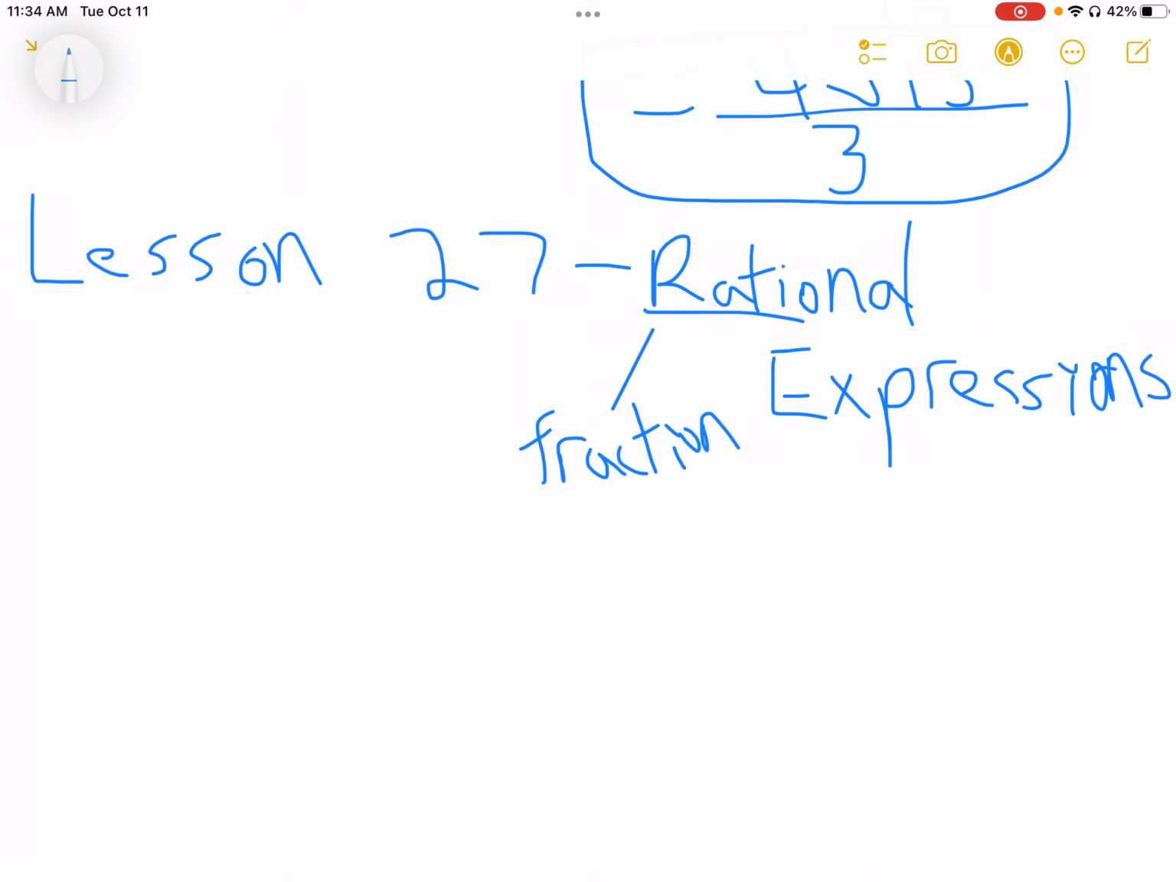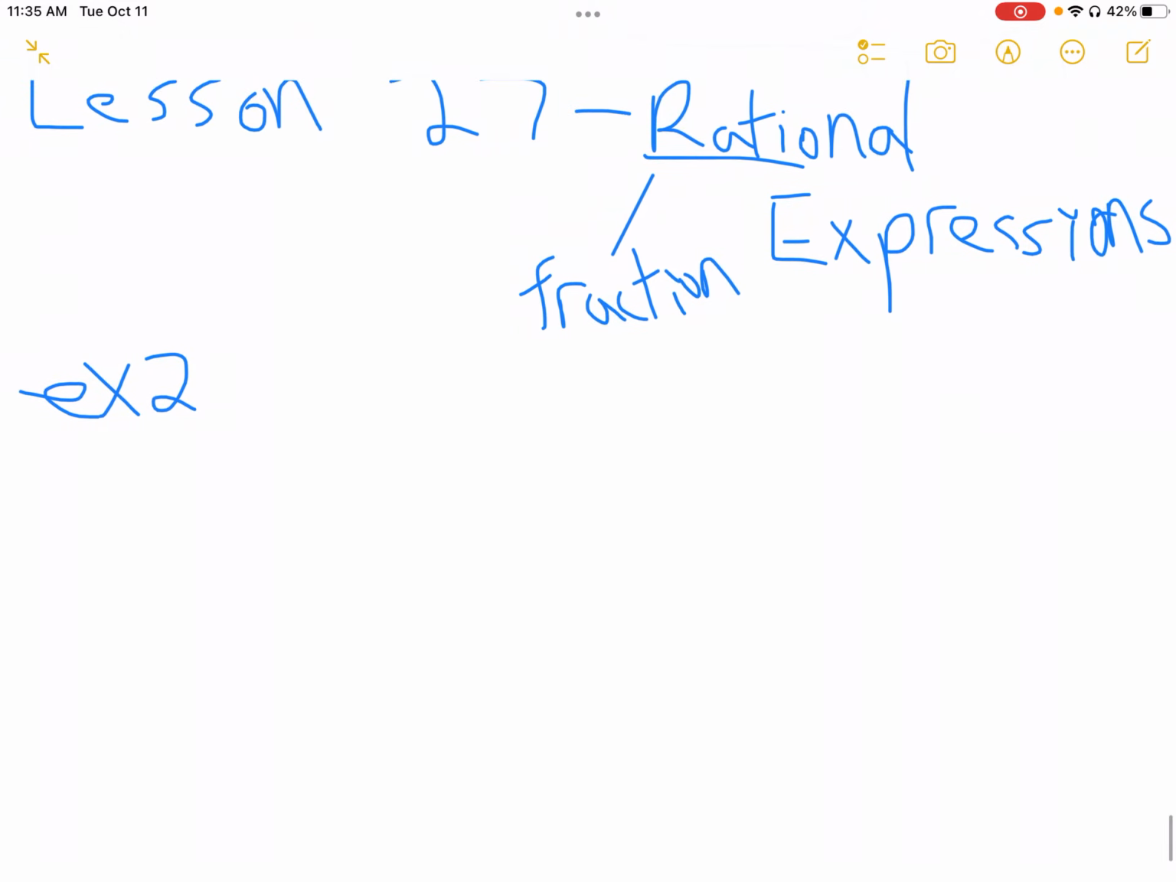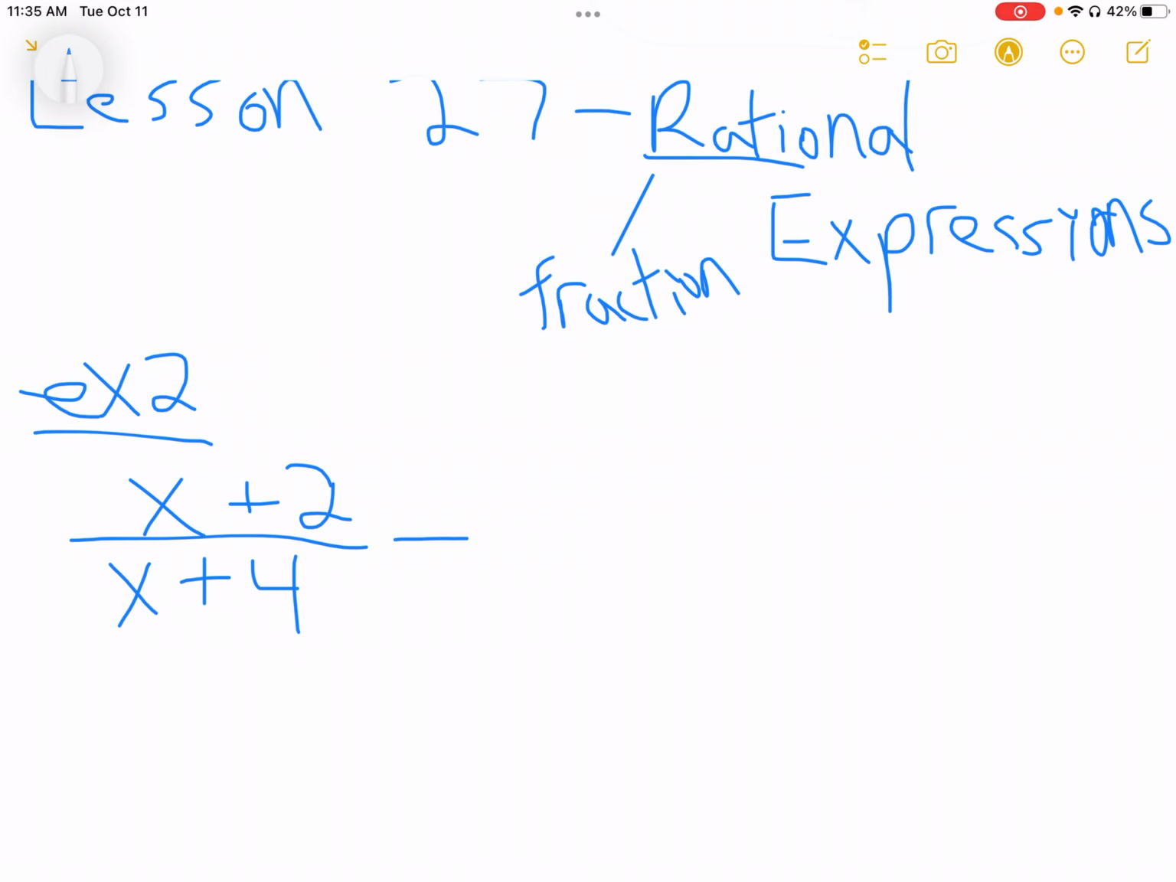Okay, so if I have example 2 here, I think I'm going to scroll down real quick. We can just have less than 27 on here. Okay, then I have x plus 2 over x plus 4, and I have plus 6 plus 2 over x squared.